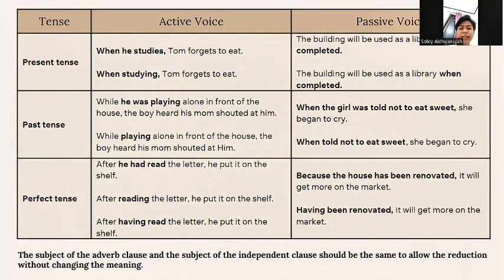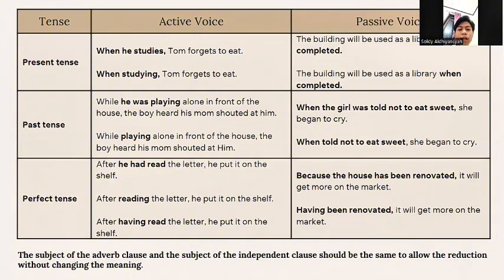Past tense. While he was playing alone in front of the house, the boy heard his mom shout at him. Passive voice: When the girl was told not to eat sweets, she began to cry. While playing alone in front of the house, the boy heard his mom shout at him. When told not to eat sweets, she began to cry.